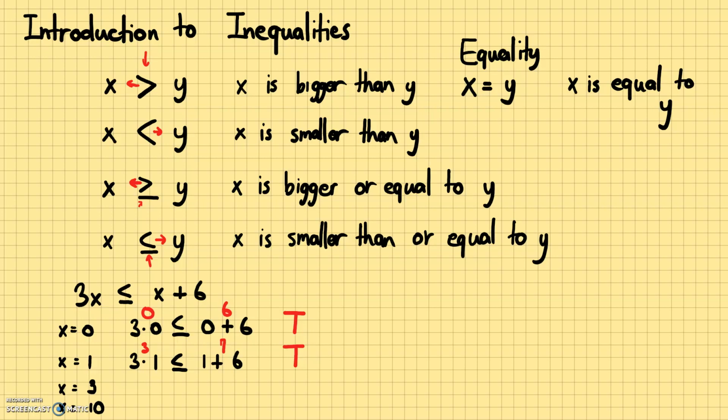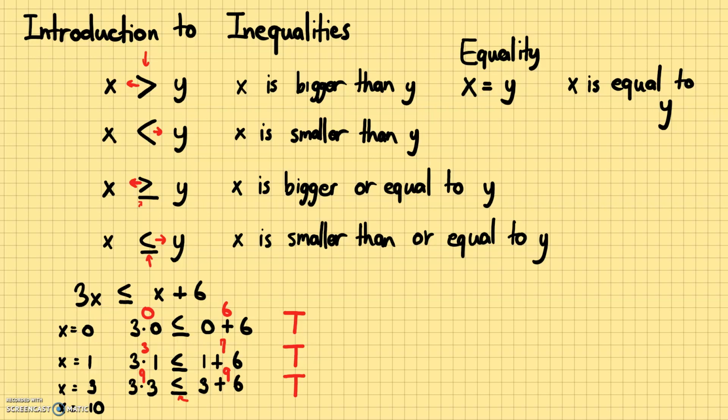And third case here, we have 3 times 3 on the left, less than or equal to 3 plus 6. On the left side, we have 9. 3 times 3 is 9. On the right side, we also have 9. 3 plus 6 is 9. And it's saying 9 is less than or equal to 9. Is that true? Well, 9 is not less than 9, but it is equal to 9. So because of that equality sign, this is still true.